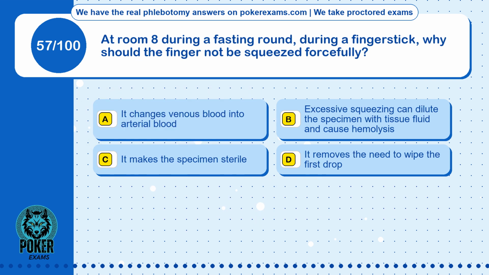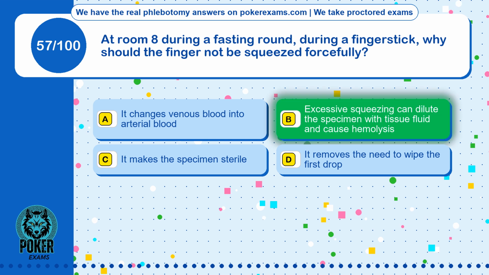Question 57. At room 8 during a fasting round, during a finger stick, why should the finger not be squeezed forcefully? Option A. It changes venous blood into arterial blood. Option B. Excessive squeezing can dilute the specimen with tissue fluid and cause hemolysis. Option C. It makes the specimen sterile. Option D. It removes the need to wipe the first drop.